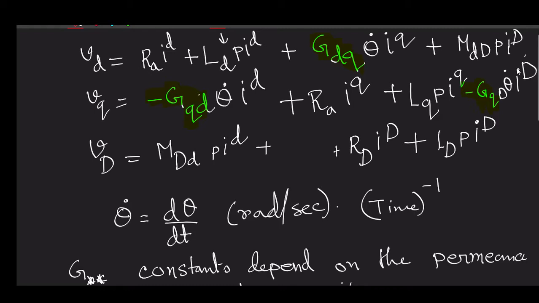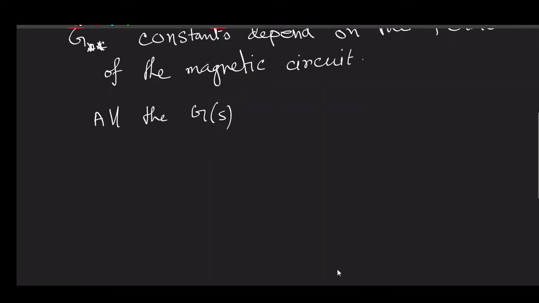So this G dq theta dot Id, clearly this is Id here. P was having a dimension of time inverse, and theta dot also has a dimension of time inverse. Therefore, what we can conclude is that the dimension of Ld, that was inductance, and this G must also have the dimension of inductance. So all the G's must have the dimension of inductance.